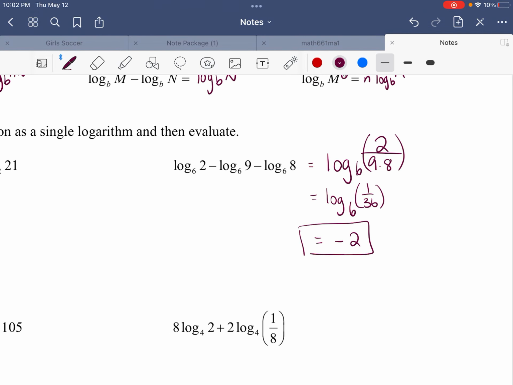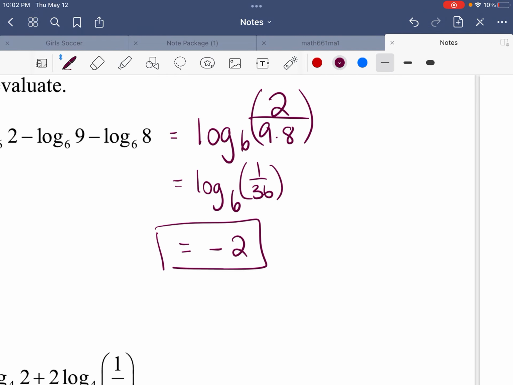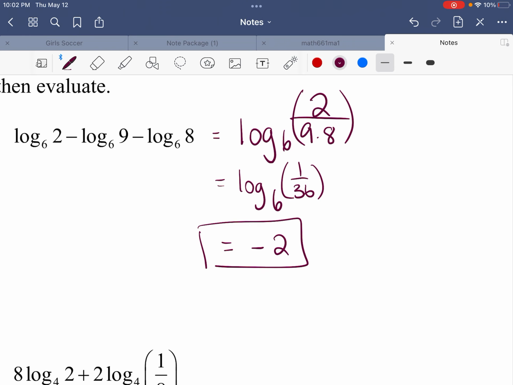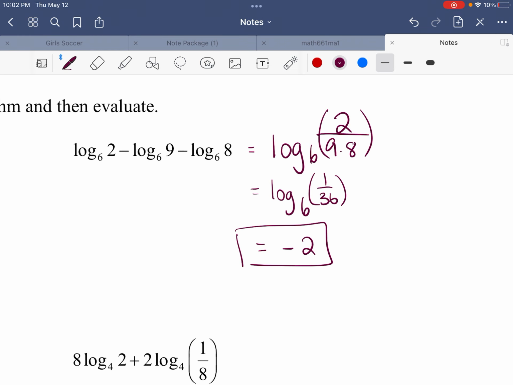I guess I should explain how that evaluates to negative 2. So you can do this a couple different ways. One way is to evaluate it on your calculator. And this is the calculator method. You can, on your calculator, type in log of 1 over 36 and divide that by log 6. Okay, you'll notice that I don't have a base of 6 anymore. This is called a change of base formula, and that'll give you negative 2.